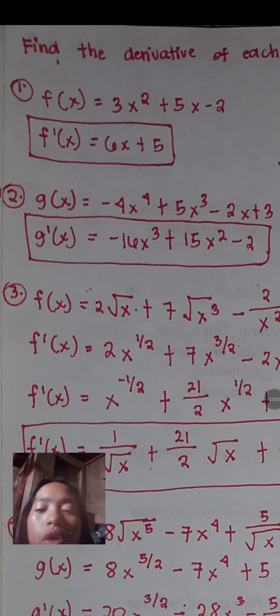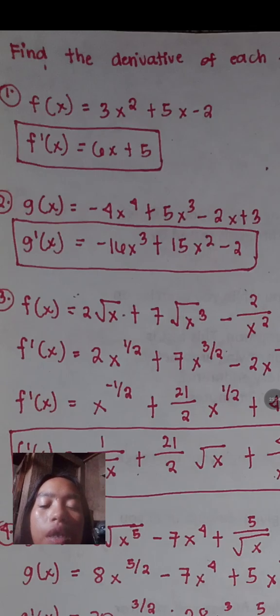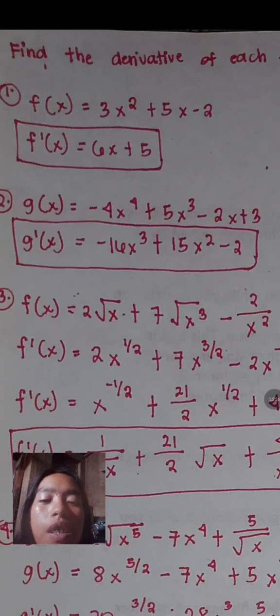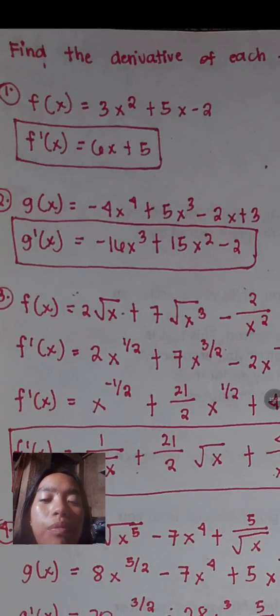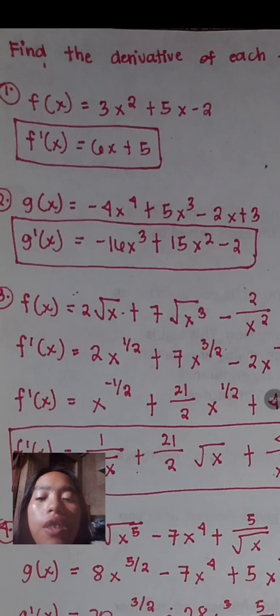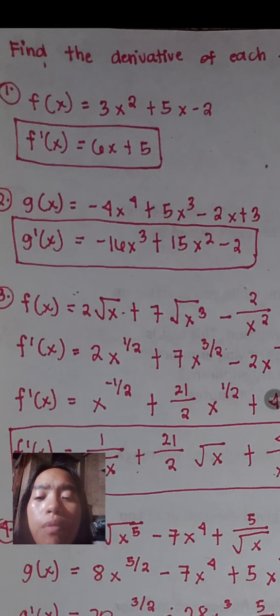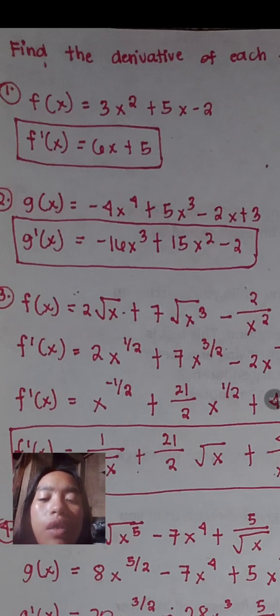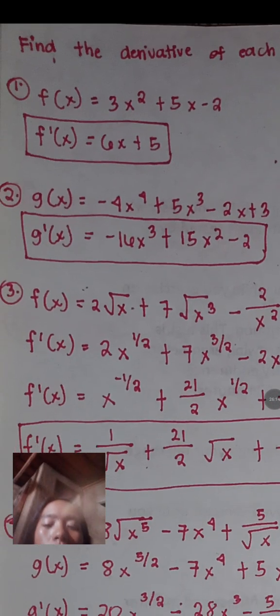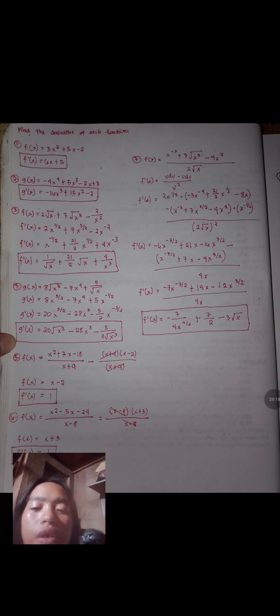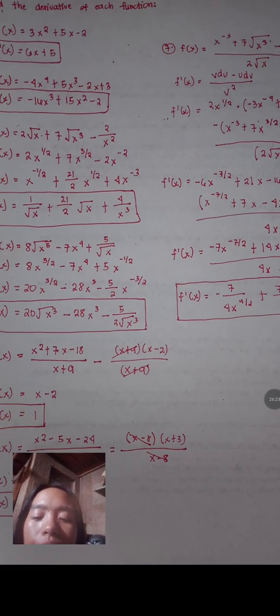Next is number 2, g of x is equal to negative 4x to the 4th plus 5x cube minus 2x plus 3. So it is the same kind of problem, so g prime of x is equal to negative 16x cube plus 15x squared minus 2. That would be the answer, and all the questions are just the same. So let's try this one.